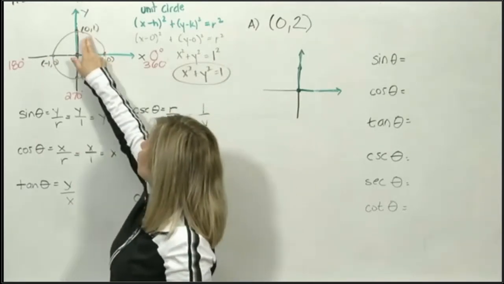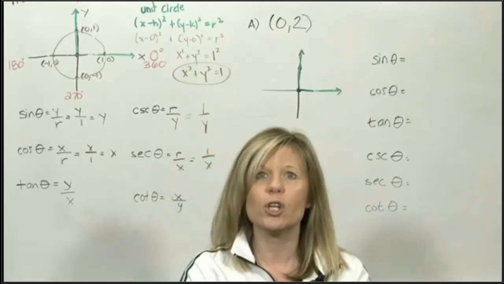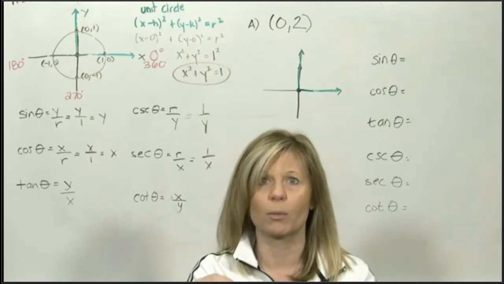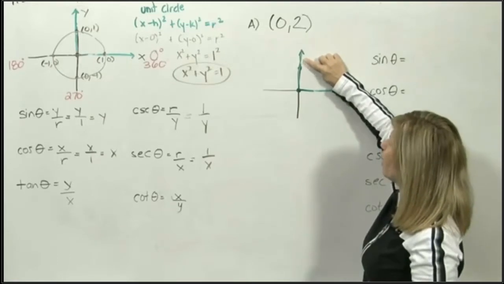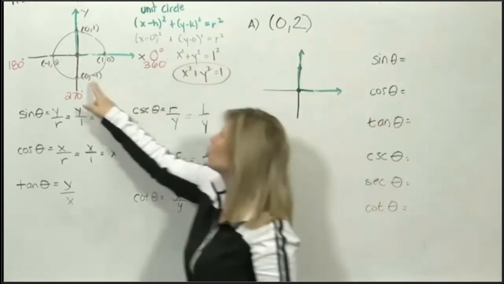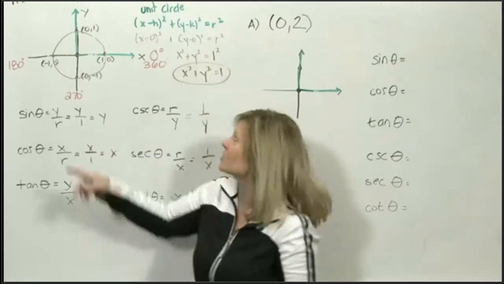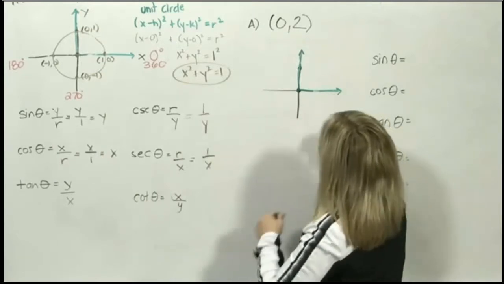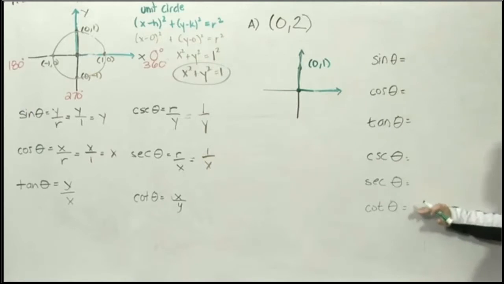You're going to use these coordinates. But you're not going to use all 4 coordinates. You're going to use the coordinate that relates to the correspondence of where your terminal ray is. So guys, look, our terminal ray is here on the positive y-axis. So which coordinate for the unit circle is on the positive y-axis? It's this coordinate, 0, 1. We're going to use that coordinate, 0, 1, to give me the 6 trig definitions.